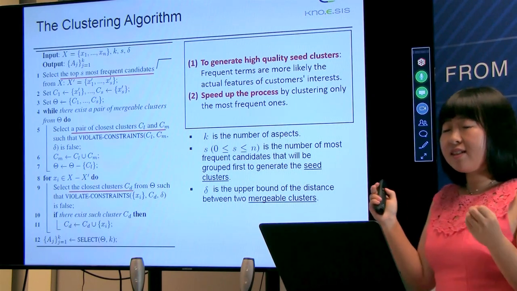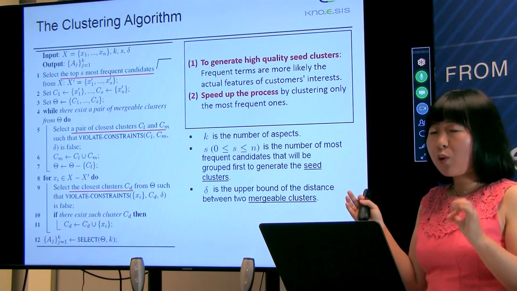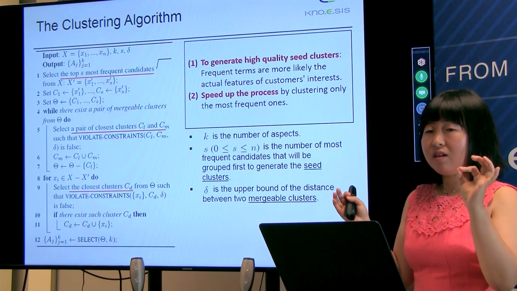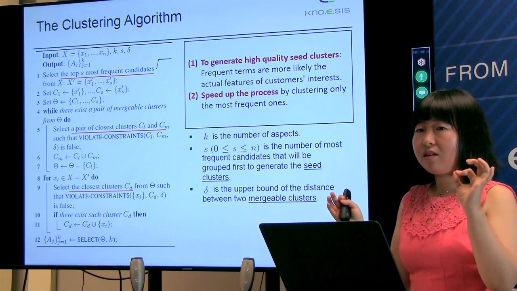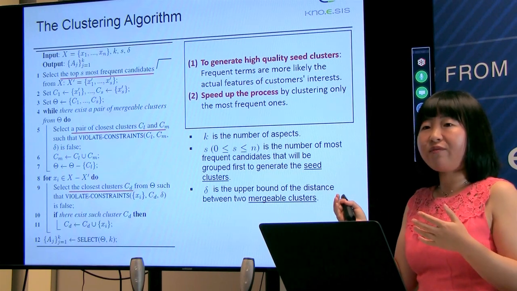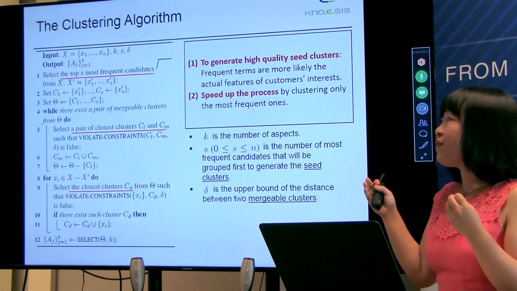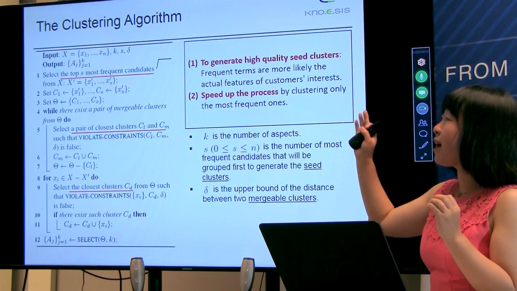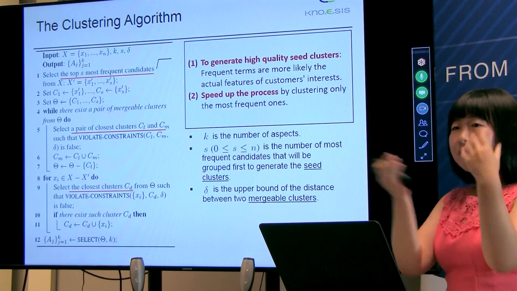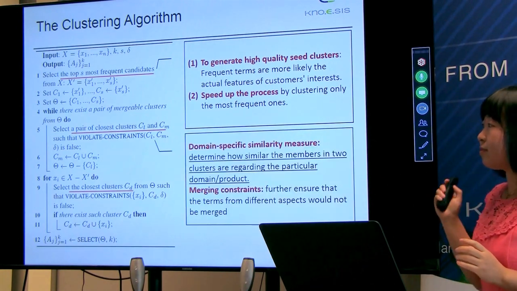The first key point is that instead of clustering all the candidates, we only select the top S most frequent ones to cluster. The intuitive idea here is that the most frequently mentioned features, like screen, display, size, big, large, are mentioned frequently in reviews because they are the most important features of users' interest. So if we only cluster them, we can generate some high-quality seed clusters. Also we can speed up the process, since we don't have to calculate all the pairwise similarity or distance between the candidates.